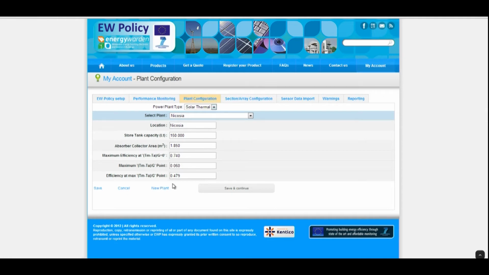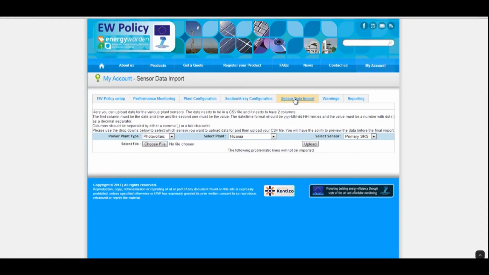Initially, the location of the system should be inserted, then the stored tank capacity and the absorber collector area. The maximum efficiency at the temperature difference between water in the collector and the ambient temperature equal to 0, the maximum temperature difference point, and the efficiency at maximum temperature difference point should be added in order to plot the nominal efficiency curve of the examined system as extracted by the accredited laboratory's report based on the European standard EN 12975. Then, the sensor data should be imported.